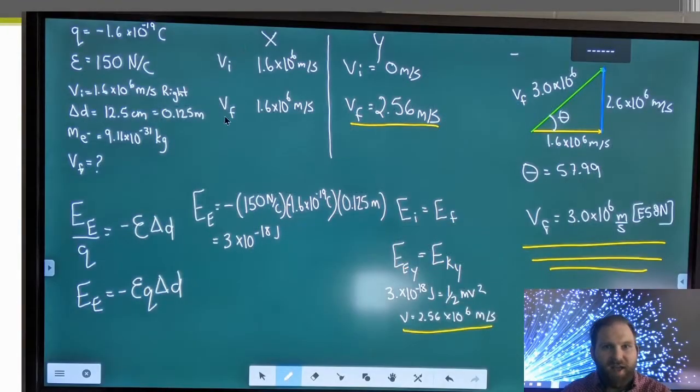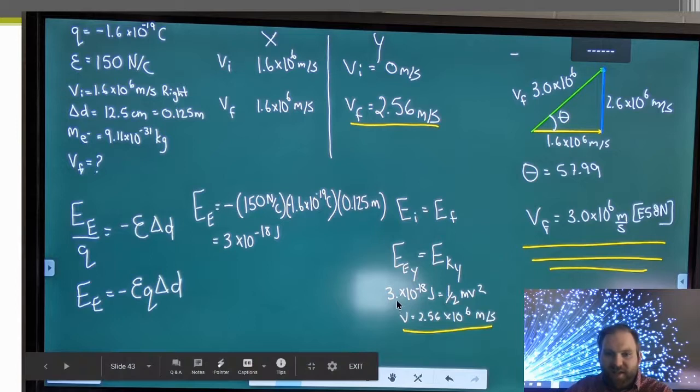And that is why I have this x and y table I made, and we'll come back to that in a second. So our initial energy in the y is all electric potential energy. There's no kinetic energy. It's not moving at all at the beginning. But at the end, it leaves the field, so there's zero electrical potential energy, and all that potential energy has been changed to kinetic energy. So we can say that 3 times 10 to the minus 18 joules equals 1/2 mv squared. We solve for v, we get 2.56 times 10 to the 6 meters per second.